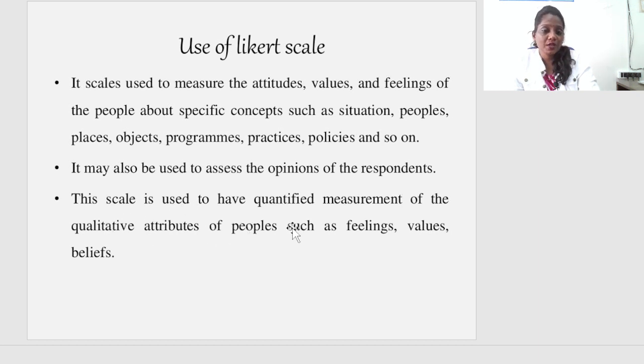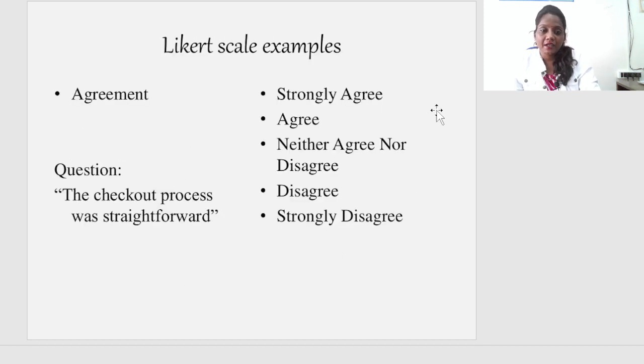So this scale is used to have quantified measurement because it is having some score and measurement. That's why we call it a quantified measurement of qualitative attributes of people such as feelings, values and beliefs. And Likert scale examples are agreement type of questions, like strongly agree, neither agree nor disagree and strongly disagree. So if you have any opinion, like do you think that this state CM is doing best?